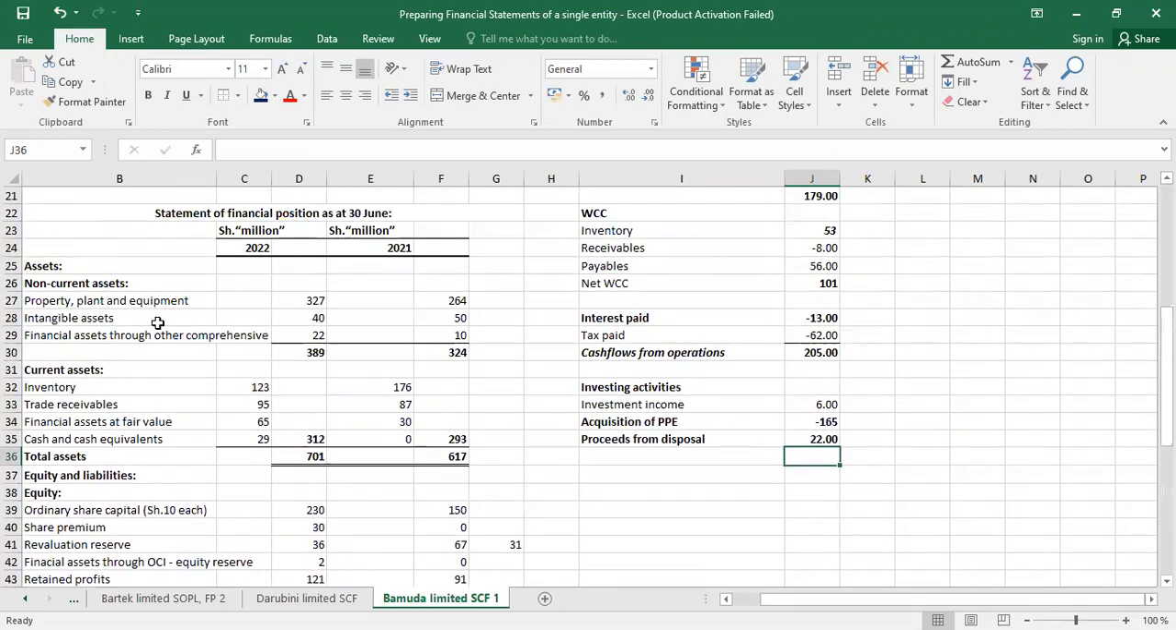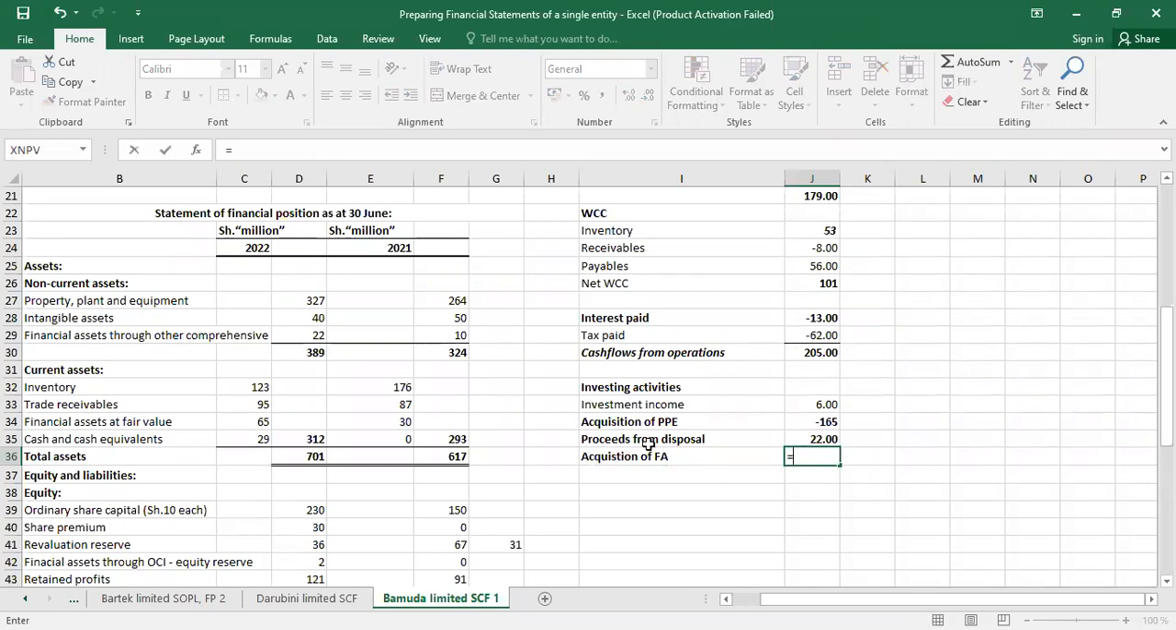Then we consider we're still under the asset part. You see, this part mainly comes under investing, isn't it? We have also financial assets through other comprehensive income. You see that they increased from 10 to 22. But we also have financial asset through OCI, equity reserve, isn't it? So acquisition of financial asset, because you see this is 2021 and this is 2022. It means they increased, isn't it? So acquisition of financial assets. So I'll just write FA so that will be very fast. Equal.